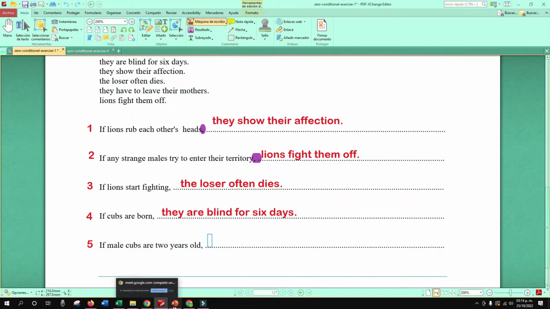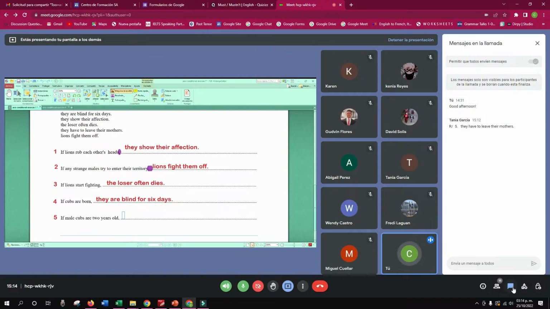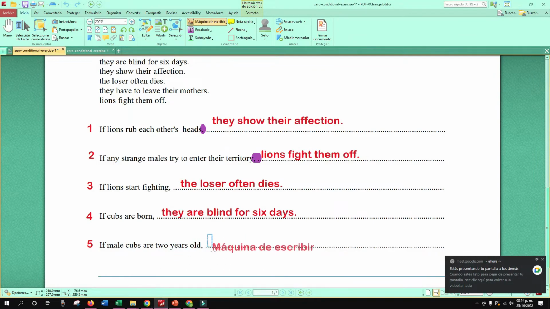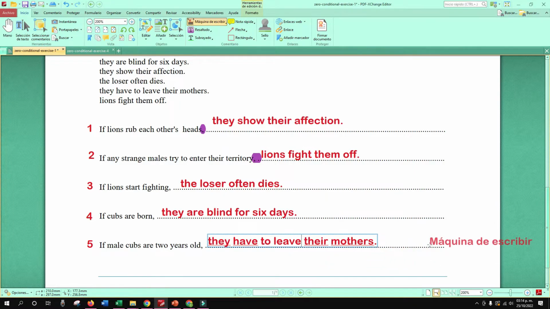Okay, let's see. They have to leave their mothers. Perfect, Miss Tanya, excellent. So, if male calves are 2 years old, they have to leave, right? Their mothers. Perfect, very good. Leave. So, if male calves are 2 years old, they have to leave their mothers.